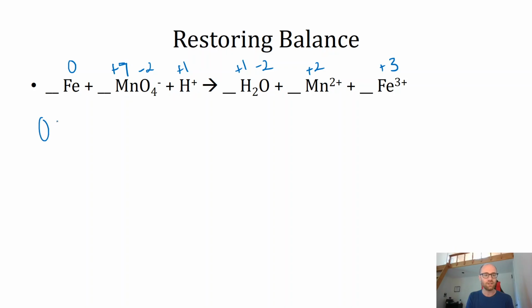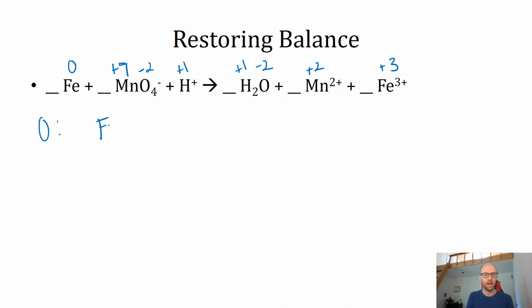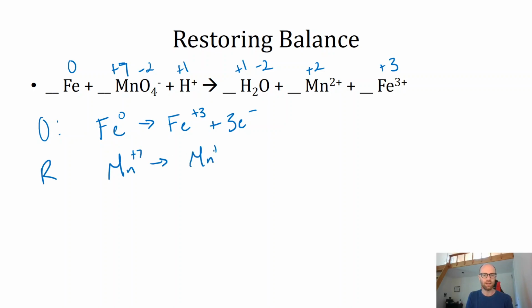For the oxidation half reaction, iron 0 will become iron +3. And so you need 3 electrons on the right side for that. For the reduction, a manganese +7 will become a manganese +2. And that needs 5 electrons over here. And again, we have our issue where our electrons are not balanced.